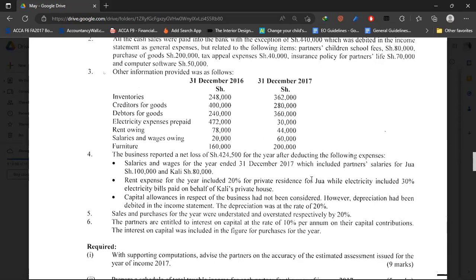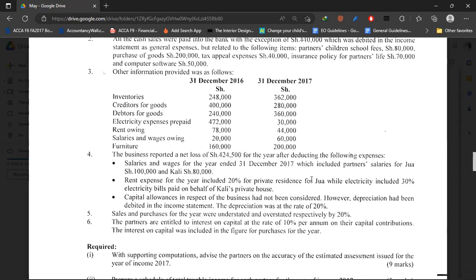Electricity expenses prepaid 42,000 December 2016, 30,000 December 2017. Rent owing 78,000 December 2016, 44,000 December 2017. Salaries and wages owing 20,000 December 2016, 60,000 December 2017. Furniture 160,000 December 2016, 200,000 December 2017.